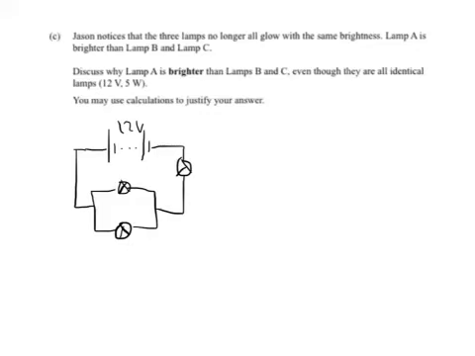Okay, Jason notices the three lamps no longer all glow with the same brightness. Lamp A is brighter than lamp B and C. Discuss why lamp A is brighter than lamps B and C, even though they're all identical lamps. You may use calculations to justify your answer.